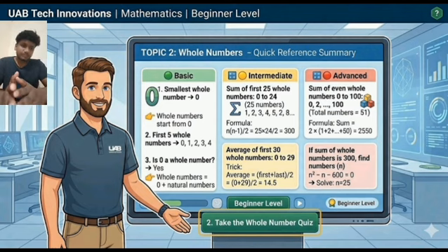Here, average of 30 whole numbers, 0 to 29. Average, I said, is different when you compare to basic level. The formula is also different, because in average we need to add first number plus last number by 2. So 0 plus 29 by 2 is 14.5, which is the answer. Then when we come to advanced level topic: sum of even whole numbers 0 to 100.